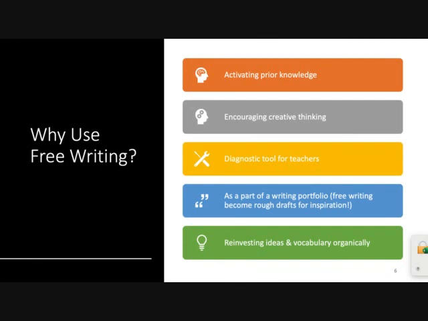And finally, it's a great way to reinvest ideas and vocabulary organically. So if we've looked at different things and learned some new words, I challenge them and say, look, see how many of these 10 vocabulary words you can include in a story in the next 10 minutes. It doesn't have to be a good story, it can just be a silly story. And away you go. And that's it. So free writing is one of the craziest and silliest and most creative forms of writing.